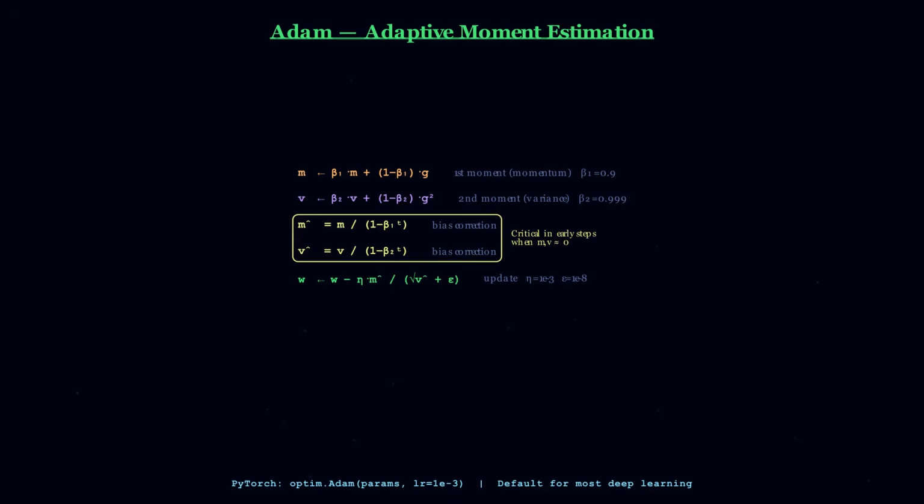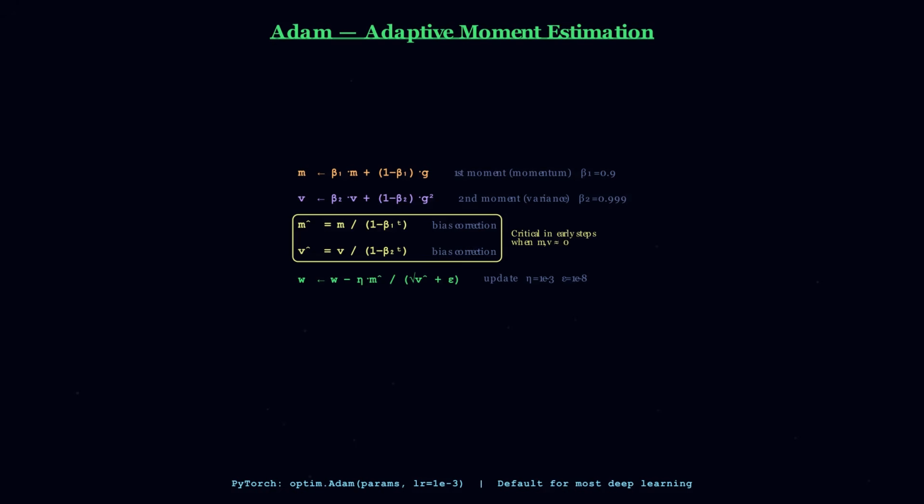Bias corrected: m hat equals m over 1 minus beta 1 to the t. v hat equals v over 1 minus beta 2 to the t. Weight update: w equals w minus eta times m hat over root v hat plus epsilon. The bias correction is important in the early steps when m and v are initialized at 0. Without it, the estimates are biased towards 0, and the learning rate is effectively too small at the start.